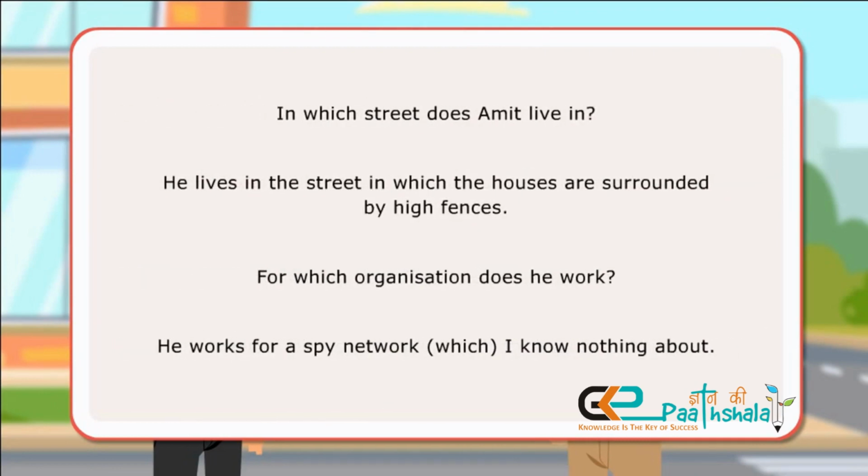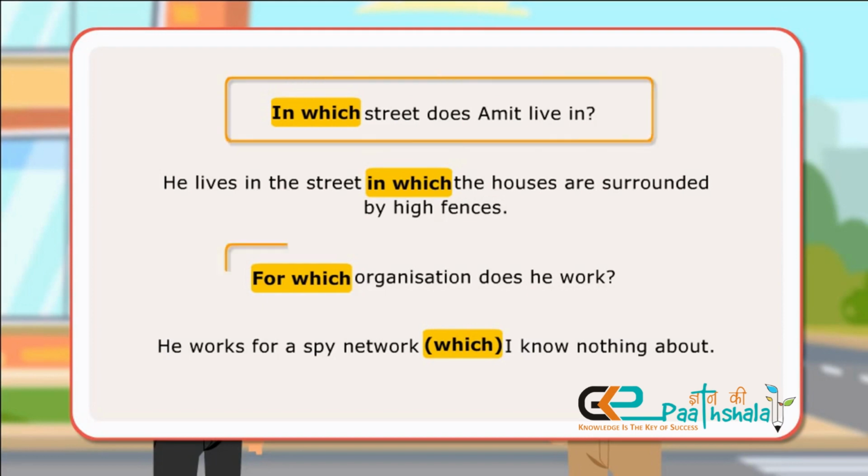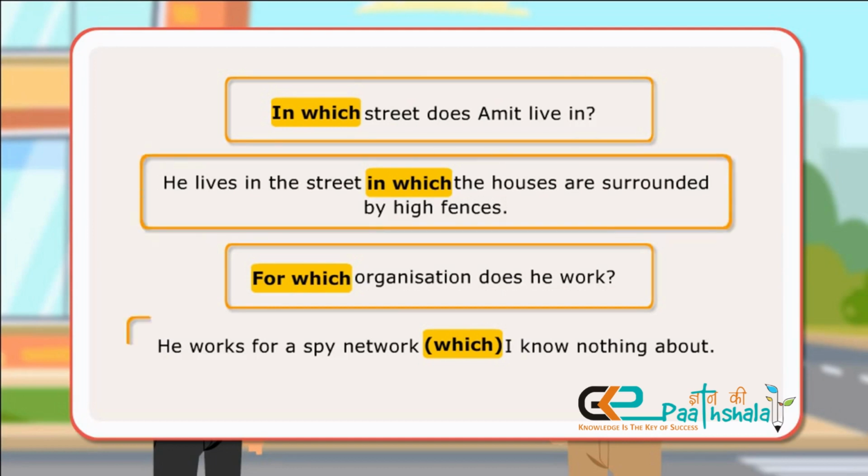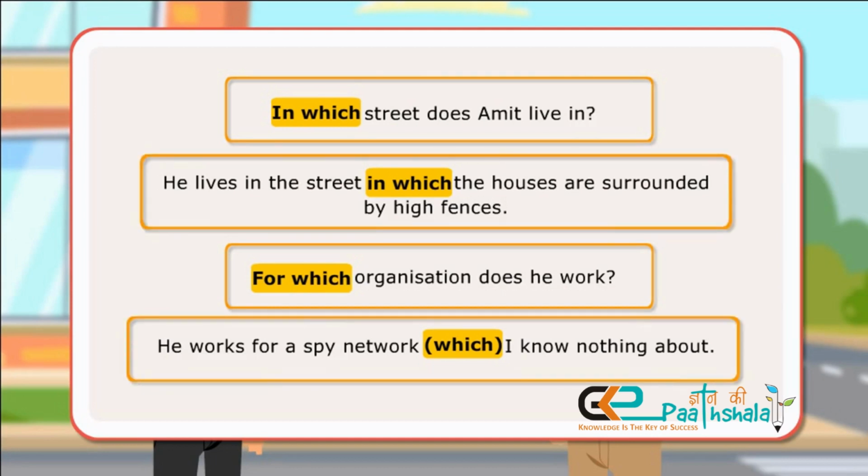Here are the example sentences. In which street does Amit live? He lives in the street in which the houses are surrounded by high fences. For which organization does he work? He works for a spy network, which I know nothing about. In the first and third sentences, while stating interrogative questions, the preposition is placed before the relative pronoun to sound more formal. In the second and last sentences, the relative clause is introduced by a preposition before the relative pronoun, retaining its original meaning.